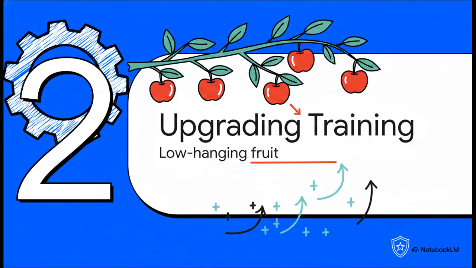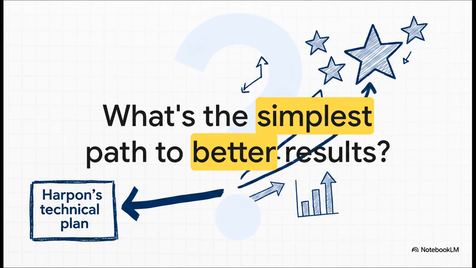Okay, now it's time to get into our first major upgrade, the training engine itself. This is where we find the low-hanging fruit. We're talking about the simplest changes that can give us a massive boost in the quality of the results. So, let's just ask the obvious question. If we want better results, where do we even begin? What's the absolute simplest, most direct path to getting there?